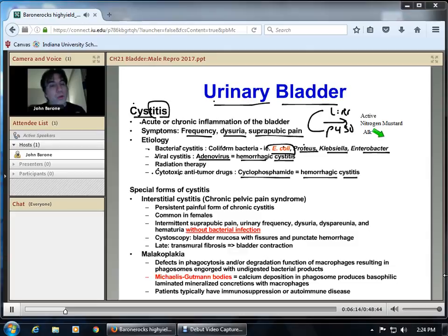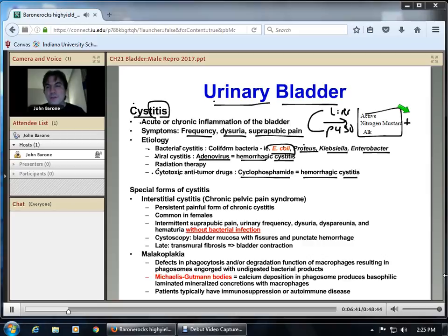It puts an alkyl group on the DNA, causing cross-linking. Well, if I damage DNA, I'm going to kill cells. That's why it's a chemo drug. It kills cells because it damages the DNA by alkylating DNA. Now, when it gets activated, there's a metabolite, and that metabolite will irritate the bladder and cause cystitis. This metabolite is called acrolein.